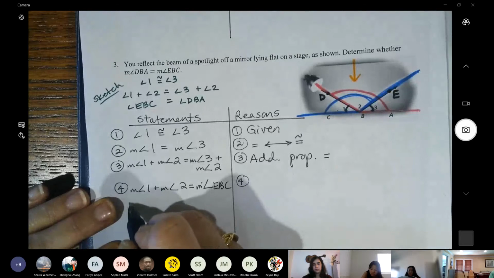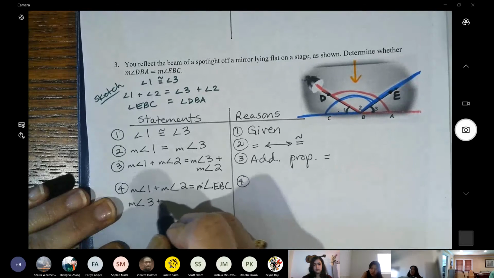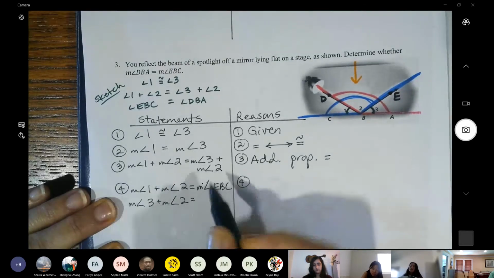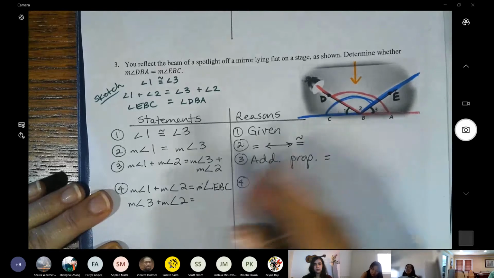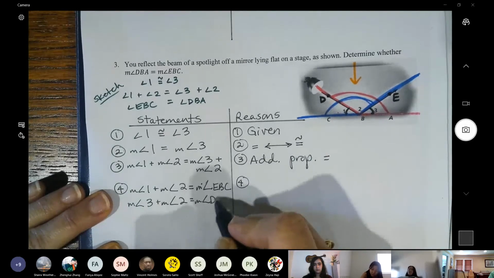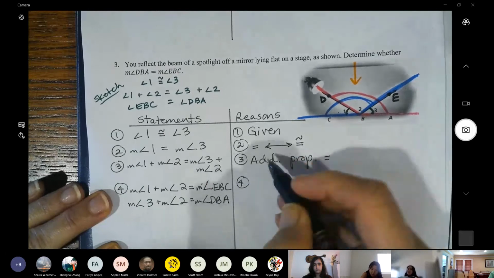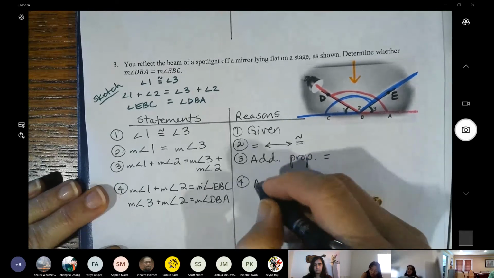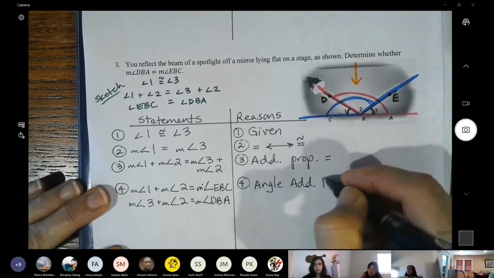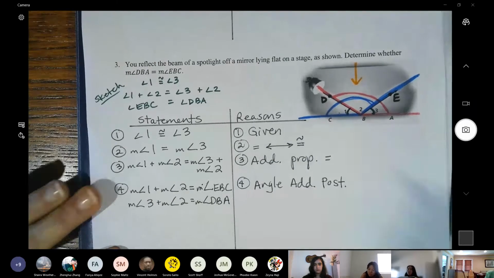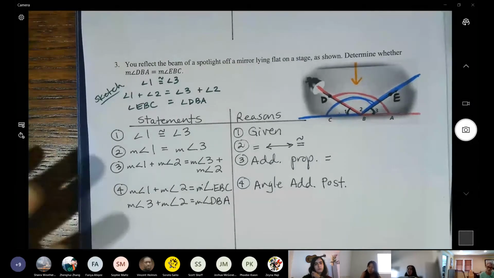And then you're going to say that the measure of angle 3 plus the measure of angle 2, because that's this side, 3 plus 2 is DBA. And this is actually what the angle addition postulate says, that you can add those together.